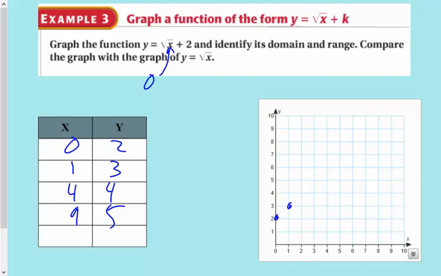Now we're plotting some points. Now you can see here, this one moves up 2. This is a vertical translation up 2.